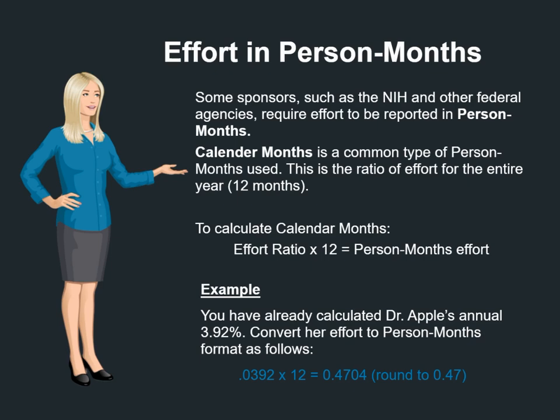We calculated Dr. Apple's annual effort as 3.92%. To convert her effort to person months, take 3.92% and multiply that by 12. You can see here that 0.0392 times 12 equals 0.04704, or at least that is what we have rounded to.